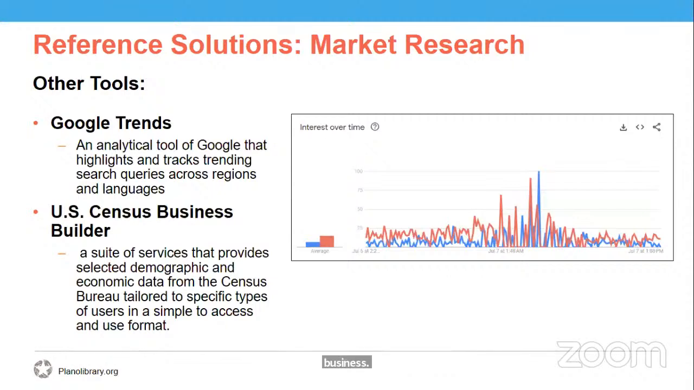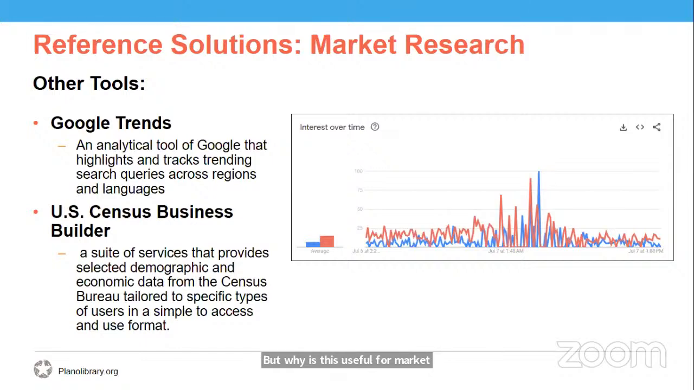Now, some other tools that I want to share that could support your market research goals are Google Trends and the US Census Business Builder. Google Trends is a free analytical tool of Google that highlights and tracks trending search queries across regions and languages used online. It tracks search term with comparison options, interest over time, compared breakdown by subregion, related queries, top terms, and rising terms.